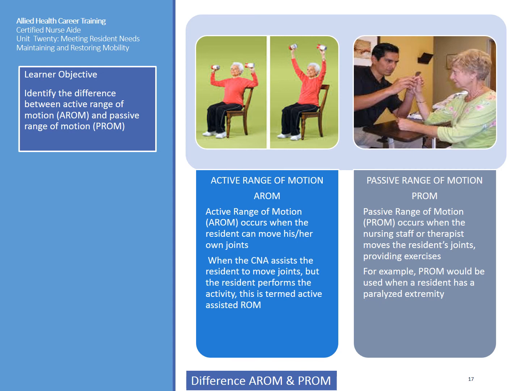Now, passive range of motion, which is PROM, occurs when the nursing staff or therapist moves the resident's joints, providing exercise. For example, passive range of motion would be used on a resident who has been paralyzed and their extremities are paralyzed. When they're paralyzed, they can't move them at all. So that's passive because we have to do it. Active, they can do it.